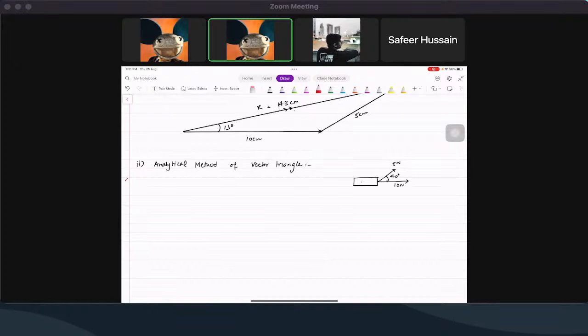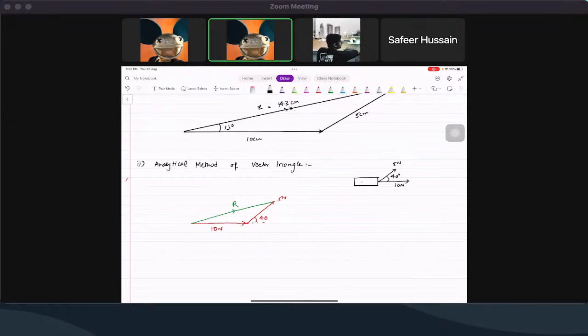Now just by hand you can draw any vector. So you can say, okay, I'm going to draw 10. So 10 should look like the same, and then I'm going to connect the 5 at 40 degrees from the head. This is 5 and it should be 40 degrees, and we know that the resultant should be from the start to the end. So this is the resultant, right? Now you've got to remember two formulas.